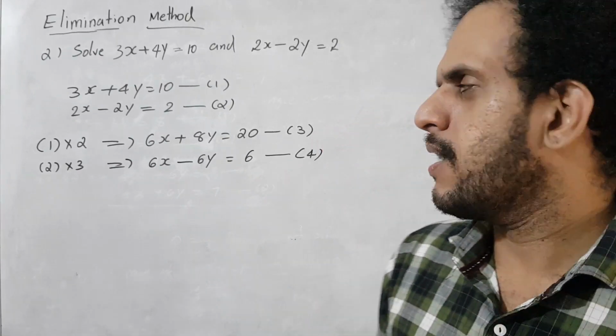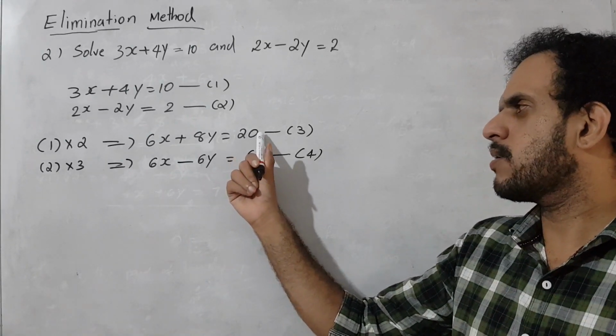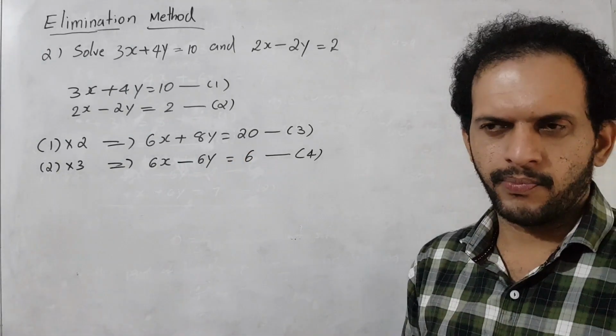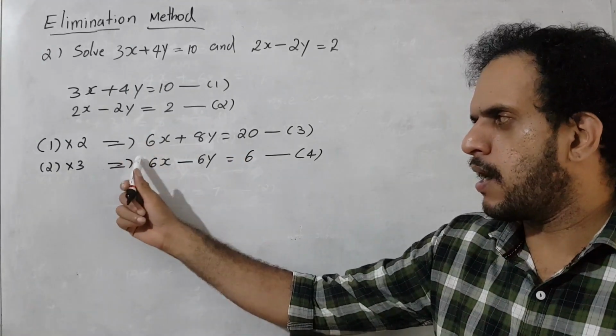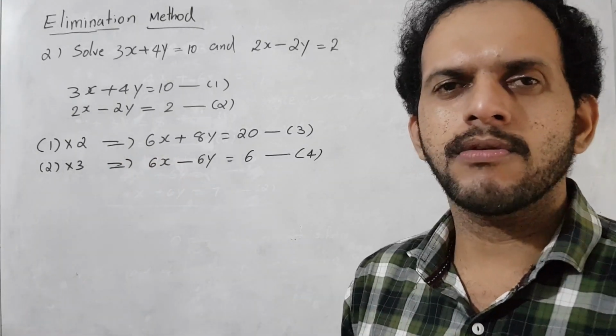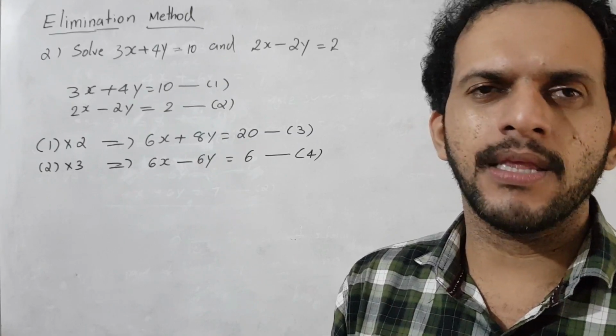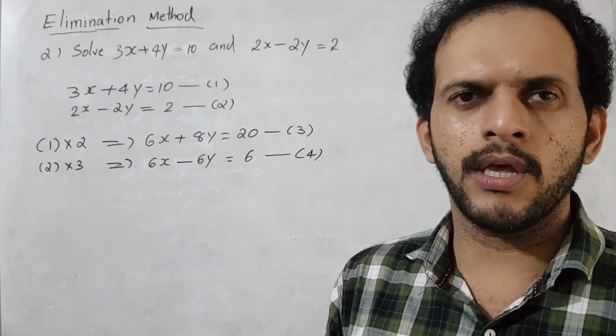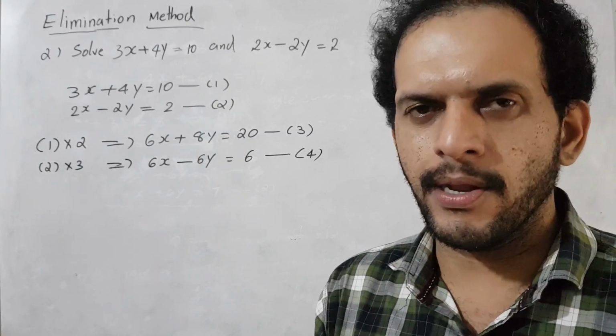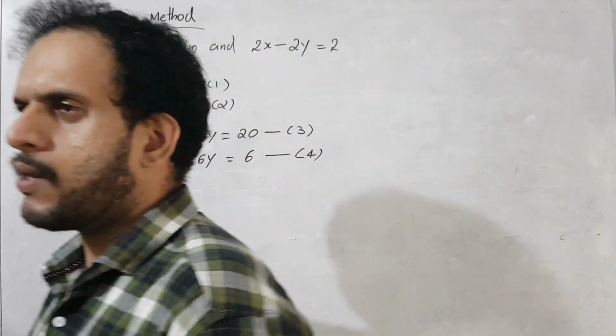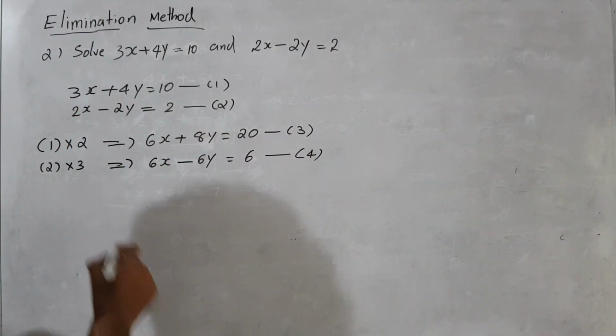So we need to subtract equations 3 and 4, because the signs of both are the same. So what do we do between the equations? We subtract. If they are different, we add the equations. If both are different, what will we do? We add the equations. Okay? But here they are equal, so we subtract.